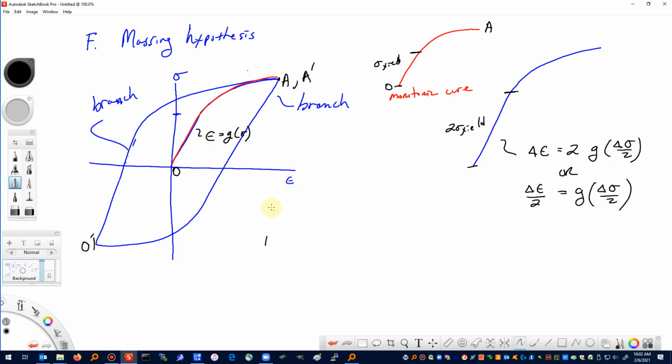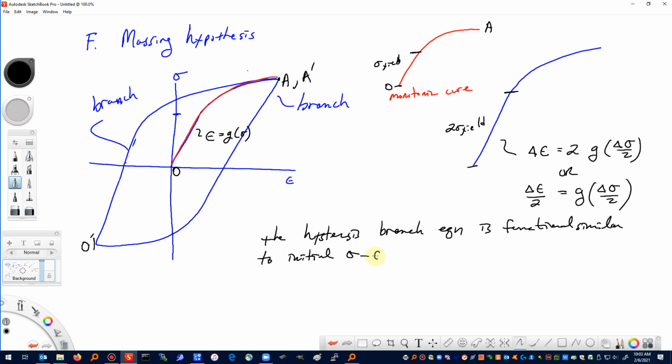So Masing's hypothesis says that the hysteresis branch equation is functionally similar to the initial stress strain curve equation, but with stretched out axes. Again, if you can imagine picking this up and expanding it both up and down and left and right, then it would look just like that shape.